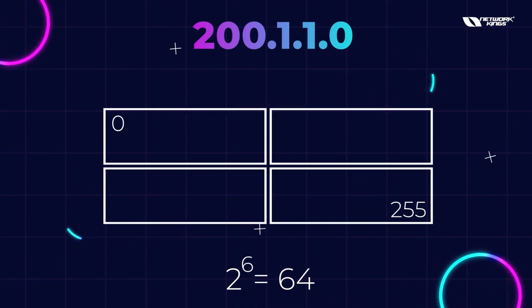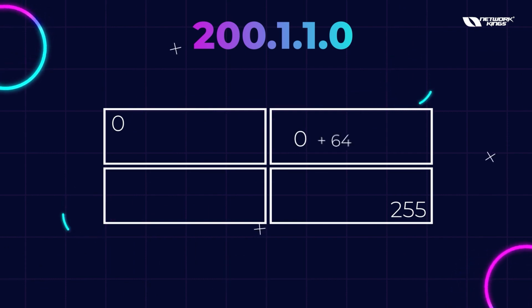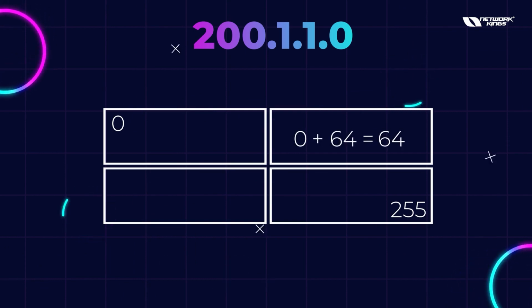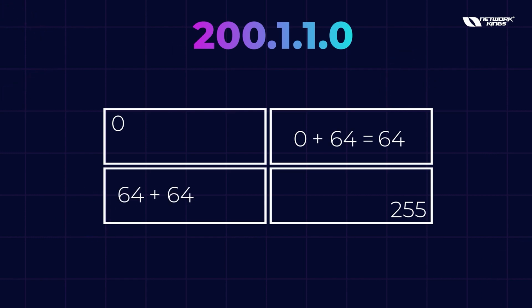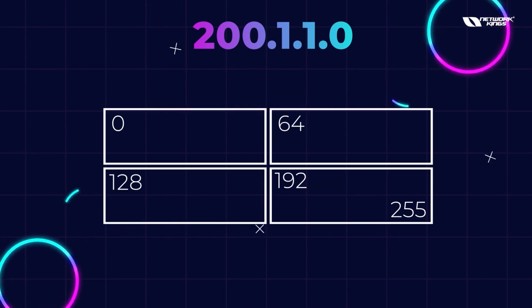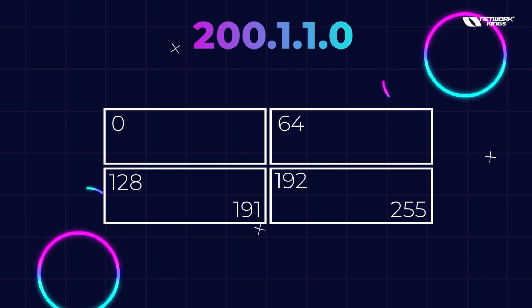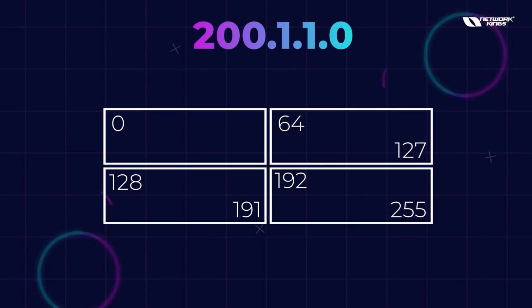So how am I going to write this 64? Just add zeros in the starting. 0 plus 64, 64. Again plus 64, 128. 128 plus 64, 192. So before 192 we get 191, before 128 we have 127, and before 64 we get 63.